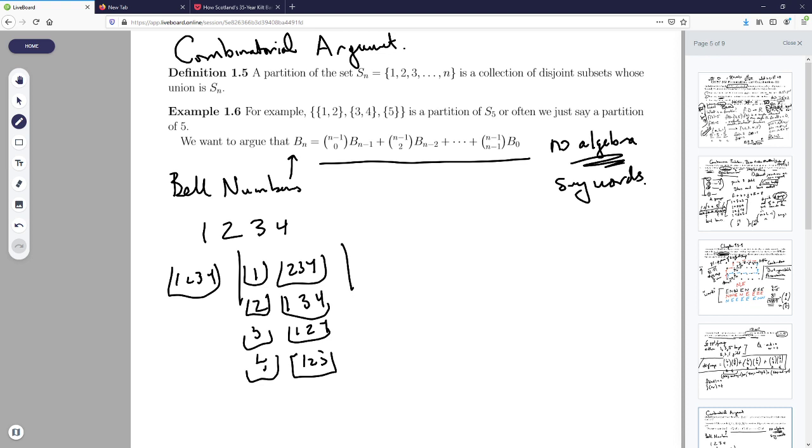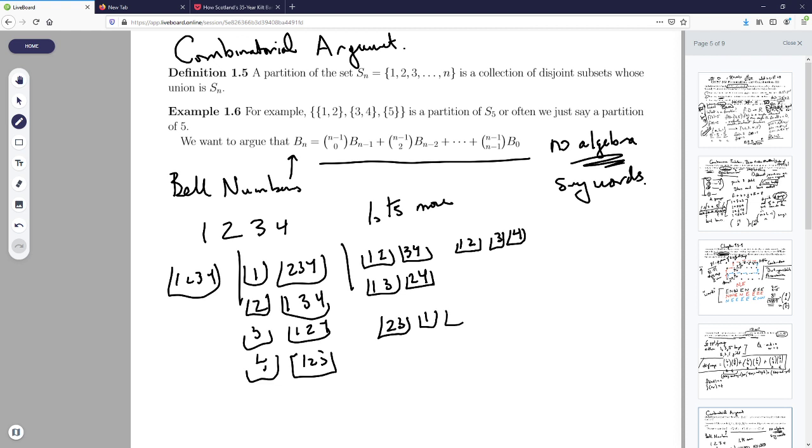I can say pick 2 elements, 1, 2, and then 3, 4 are left. I can pick 1, 3, 2, 4 are left. I can also do something like this, where I pick 1, 2, put that in a box, but I'm also going to put 3 in its own box, and I'm going to put 4 in its own box. And there's lots more of these, right? I can always say, put 2, 3 in a box, put 1 in a box, put 4 in its own box.